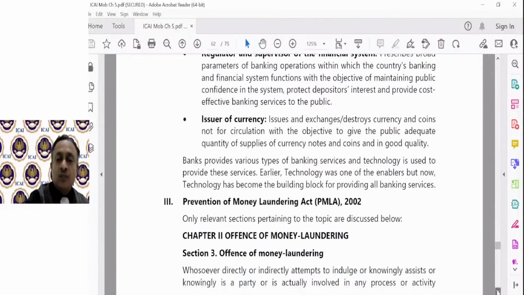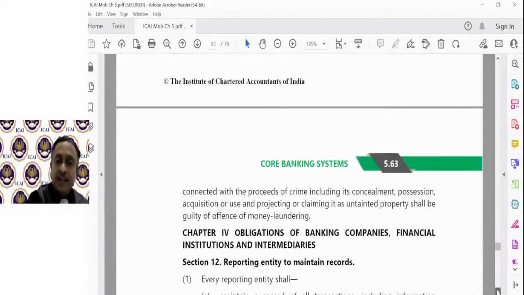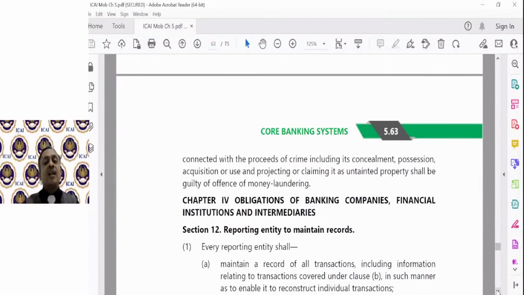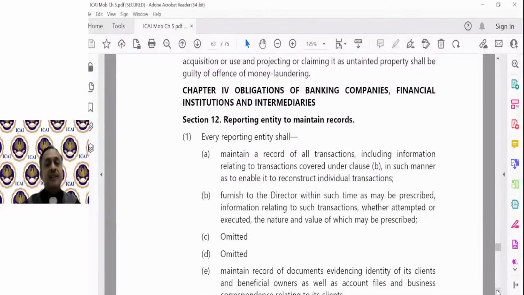Section 3 is the offense of money laundering. It defines who may be held guilty. Whoever directly or indirectly attempts to indulge, or knowingly assists, or knowingly is a party, or is actually involved in any process or activity connected with proceeds of crime, including concealment, possession, acquisition, or use, and projecting or claiming it as untainted property, shall be guilty of the offense of money laundering. So if you have dirty money and you present that it is not dirty money, then it is money laundering. Then section 12 is the period for which entities need to maintain their records.